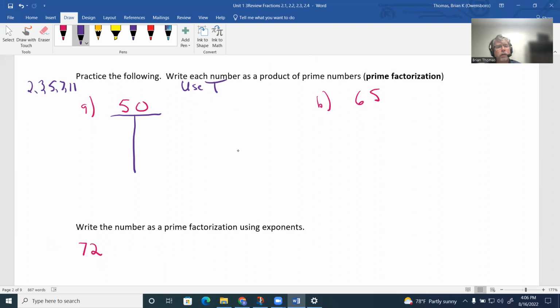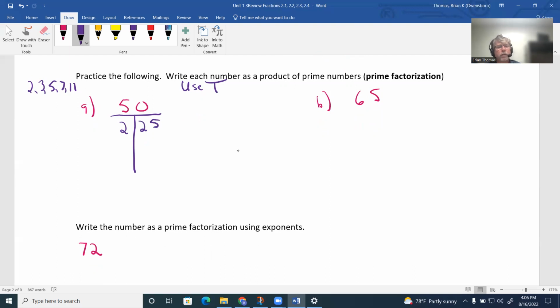So doing this, I start with the first prime number, which is 2. And ask myself, is 2 a factor of 50? Well, since 50 ends in a 0, yeah, it has to be. So 2 times what is 50? Well, that would actually be 25. 2 times 25 would work.